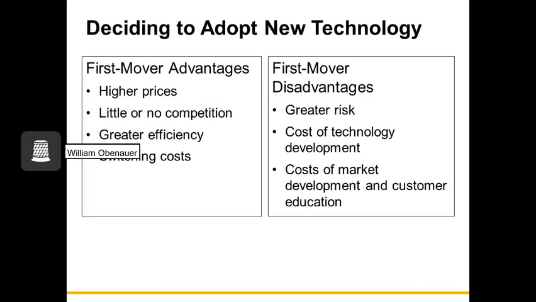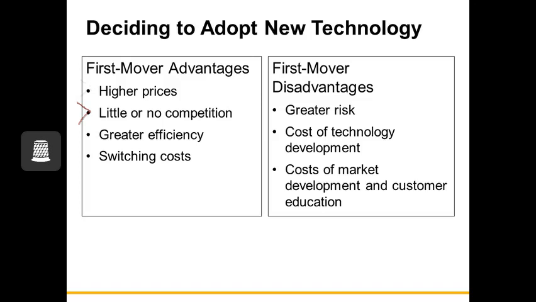Now, when you decide to introduce a technology into the marketplace, you have to decide whether or not you want to be a first mover. And being a first mover has several advantages. For one, you can charge higher prices for your product if your product is unique and offers an advantage to consumers that they can only obtain through you. That is related to there being little or no competition in the marketplace. And having little or no competition also puts you in a position where you can capture a greater portion of market share.